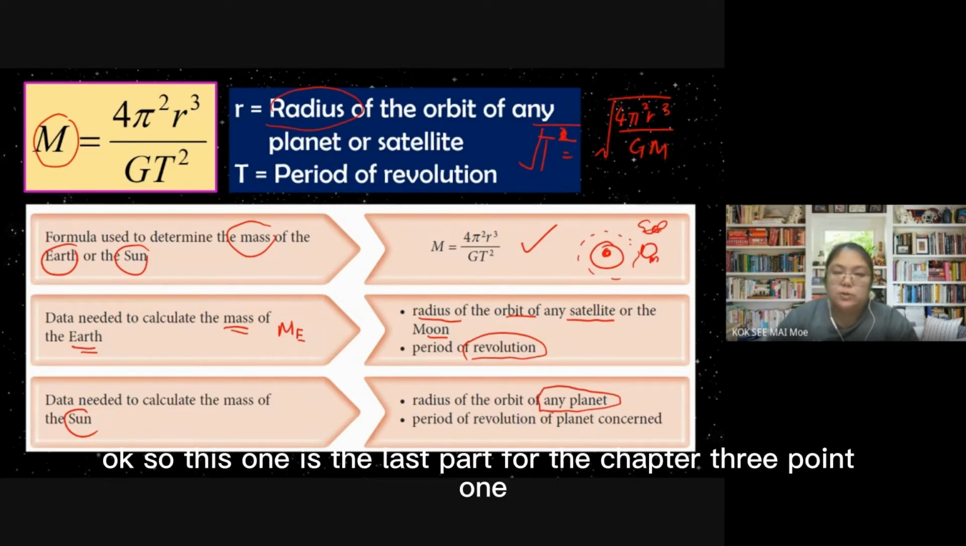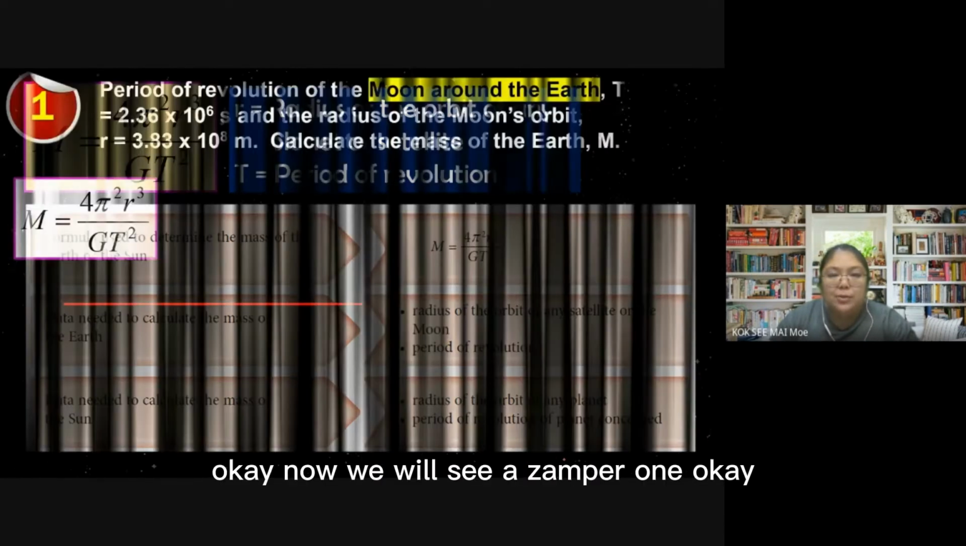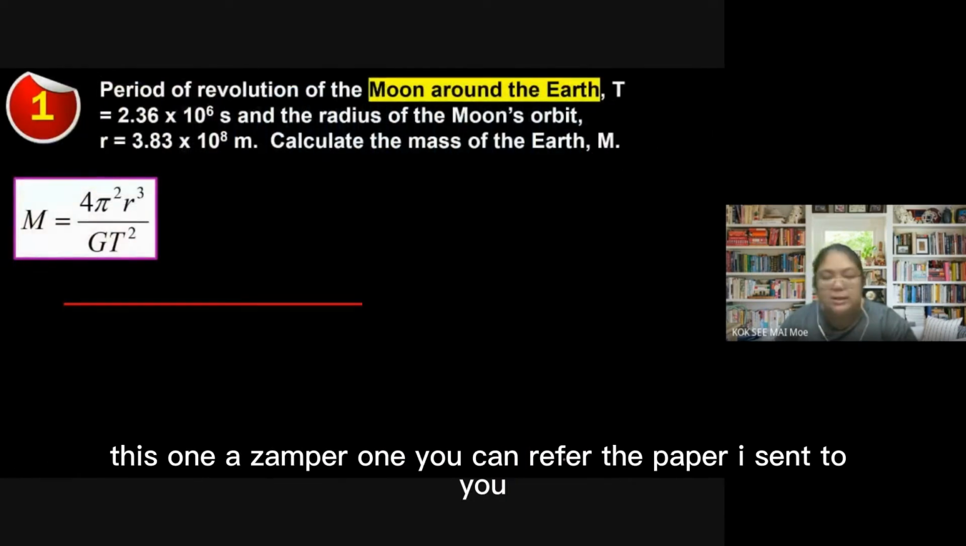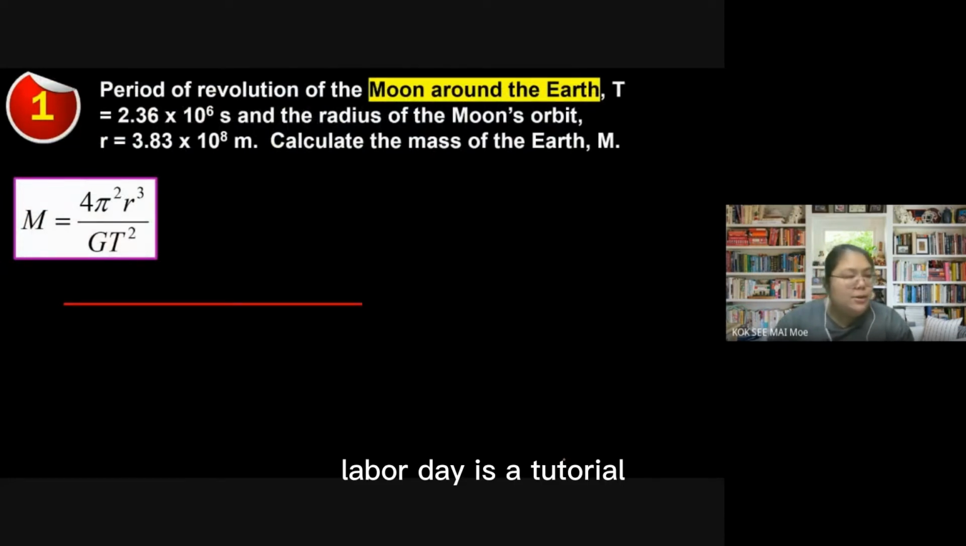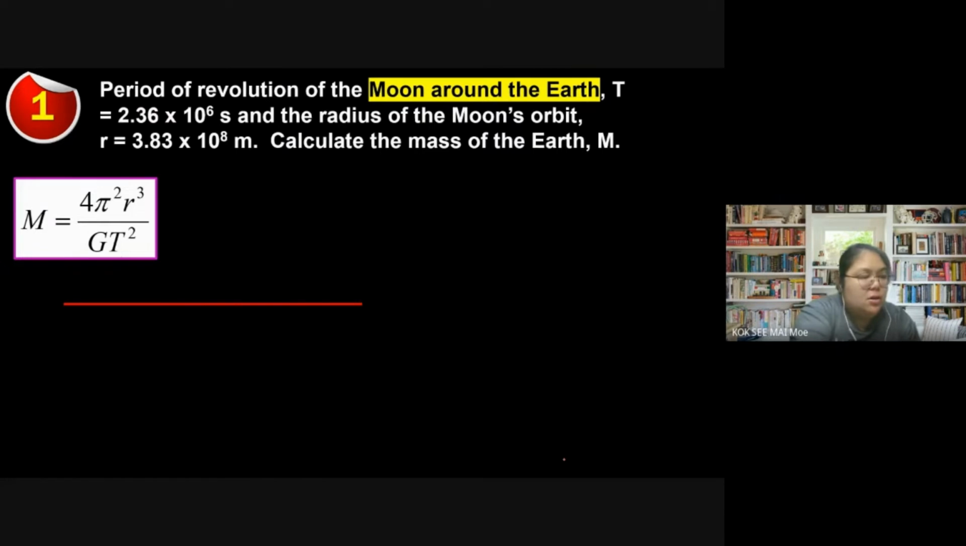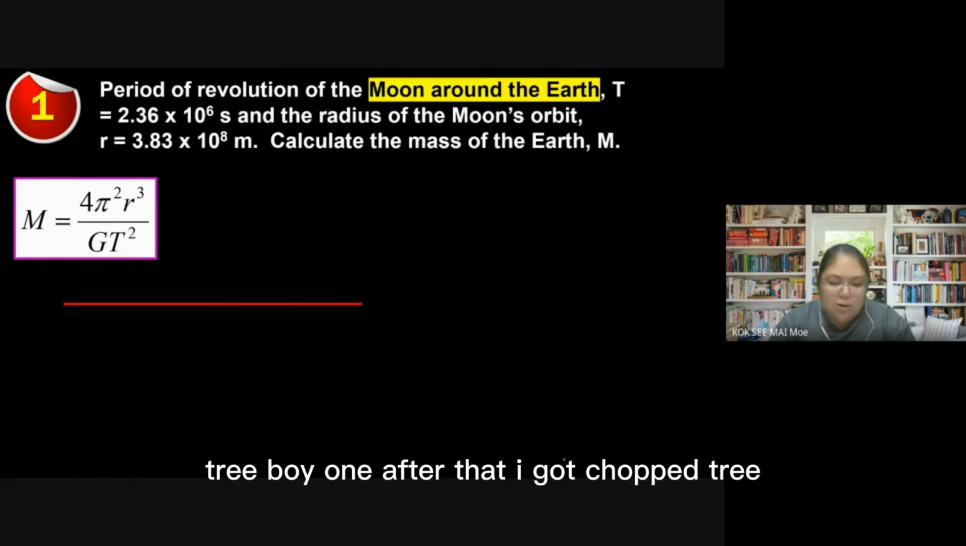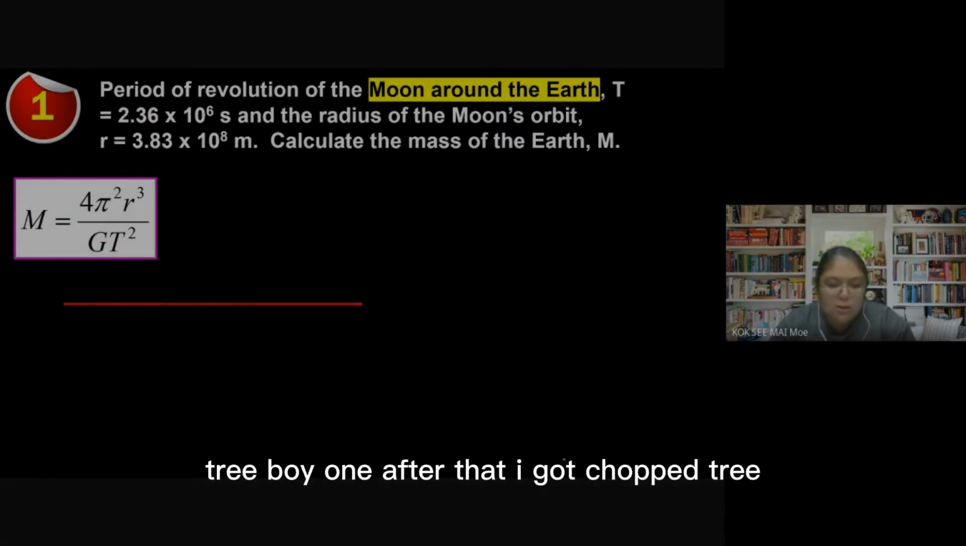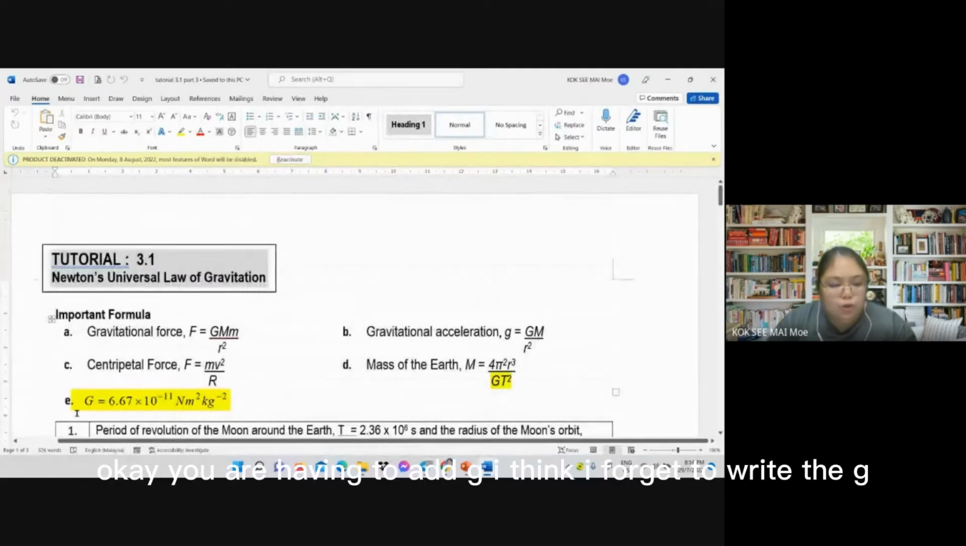Okay, so this one is the last part for chapter 3.1. Now we're going to see example 1. For example 1, you can refer to the paper I sent to you. I labelled it tutorial 3.1, and after that I have part 3. Help me to add G, I think I forgot to write the G.